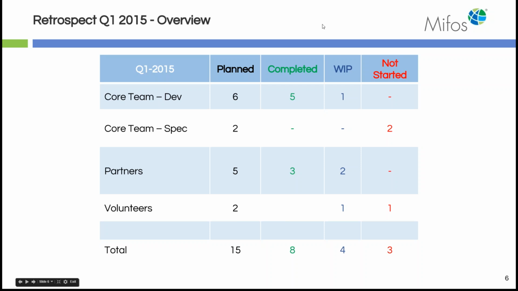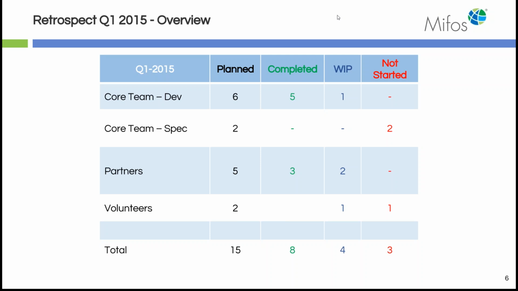That's good. So this is just a short review about the Q1 and what we accomplished. So as you can see, we were pretty good in this way. So the core team was planned for 6 major development tasks and completed 5, sorry, and 1 is still a work in progress, but should also be done pretty soon.